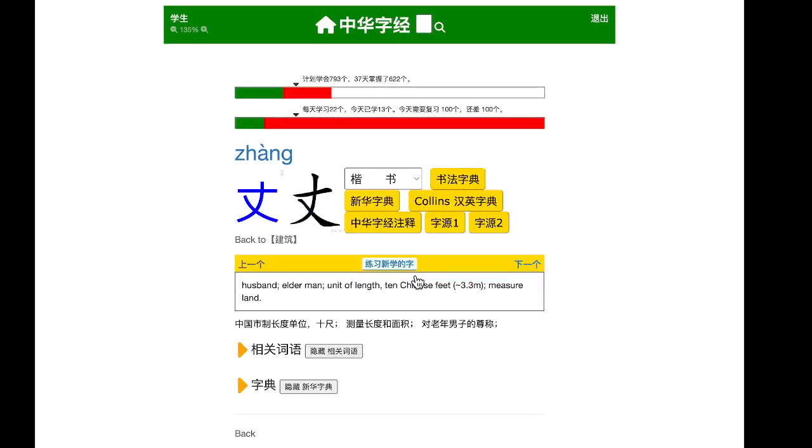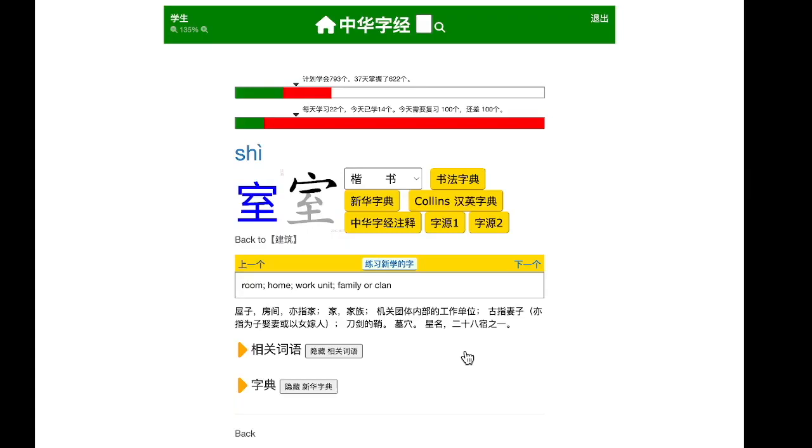丈, referring to a husband, is 丈夫. 丈 can also refer to any elder man, and in old times this is a unit of 10 尺, which is approximately 3.3 meters now. 丈 is also used to measure land. It could be like length or area.